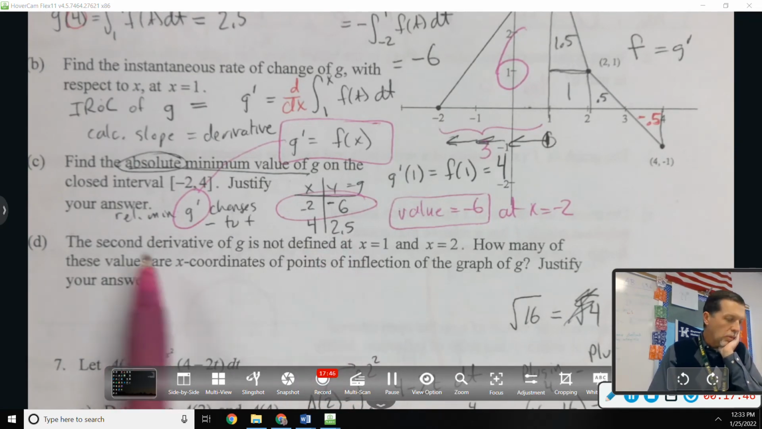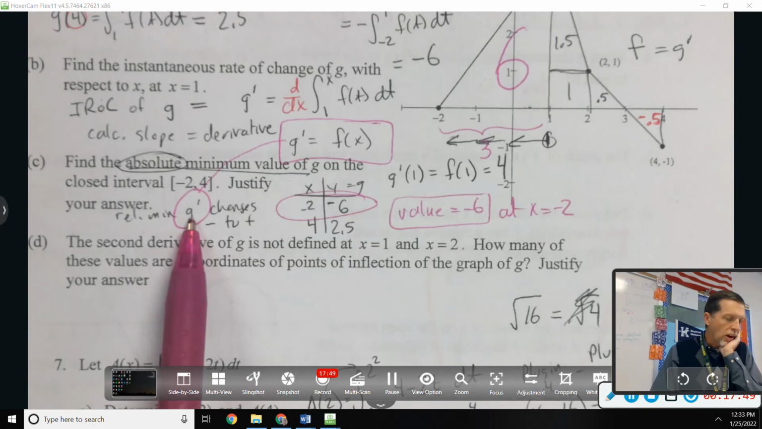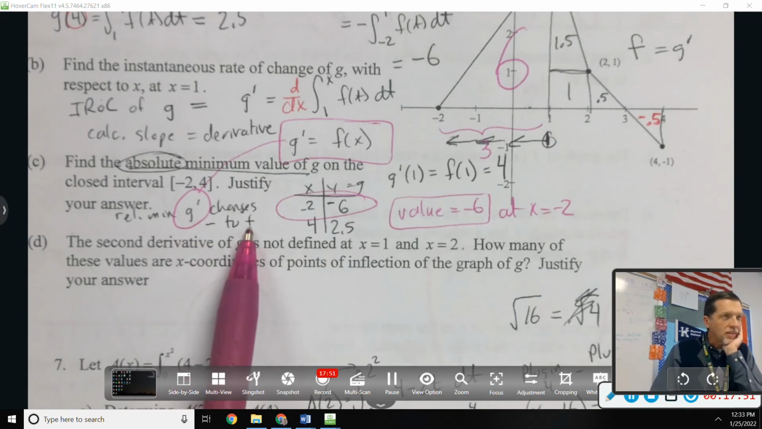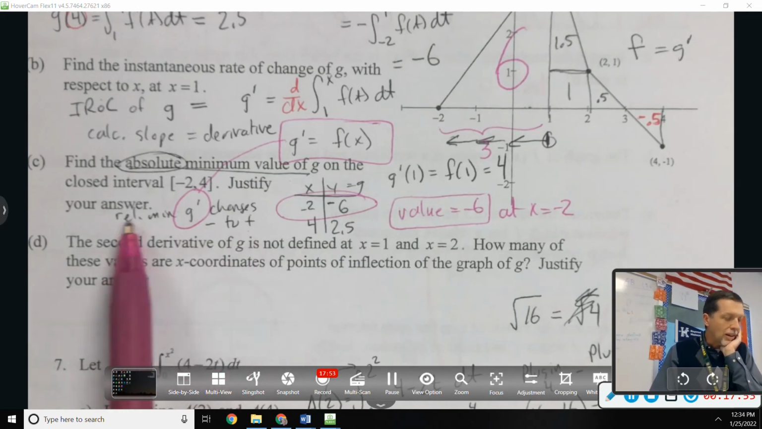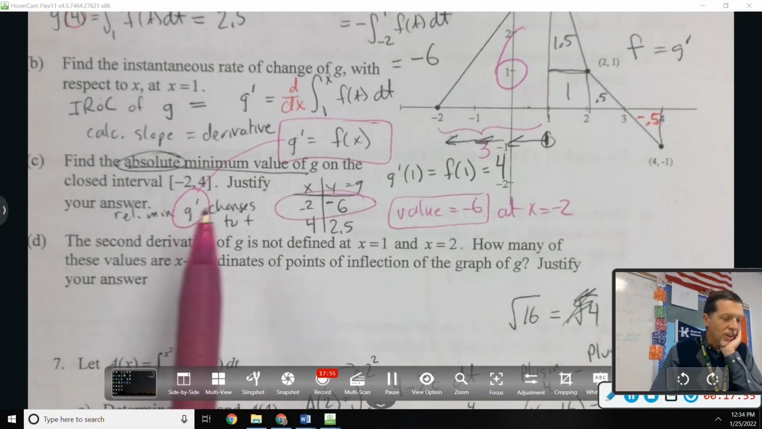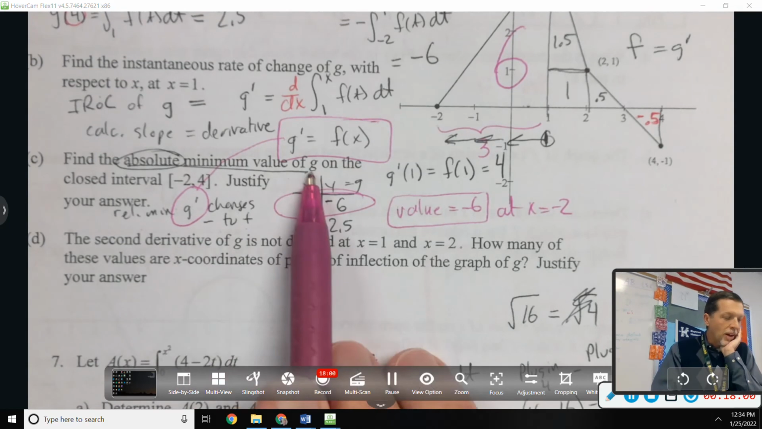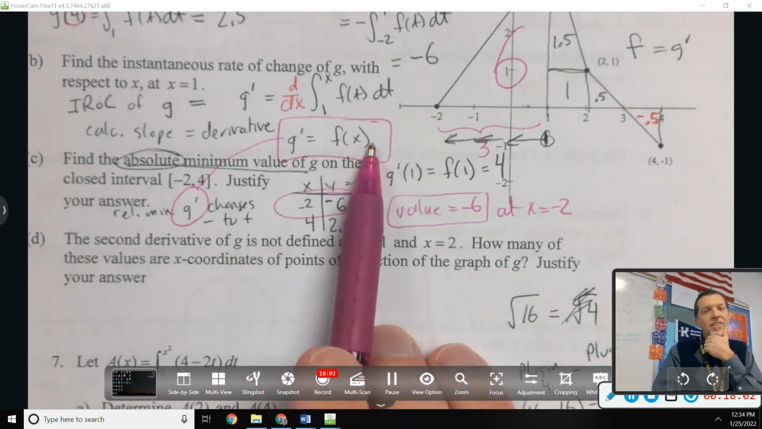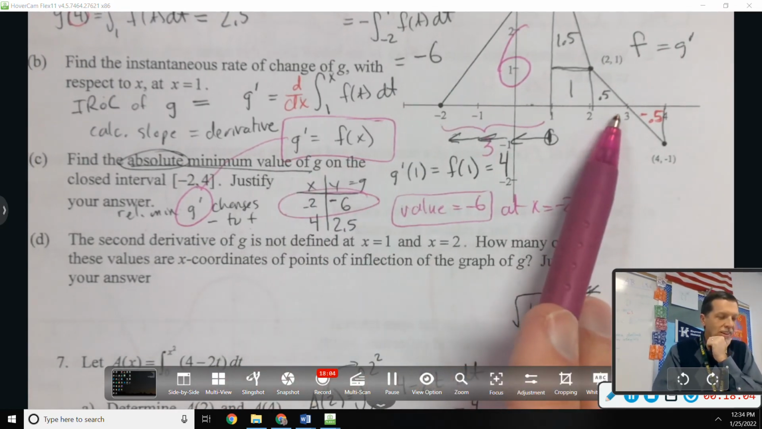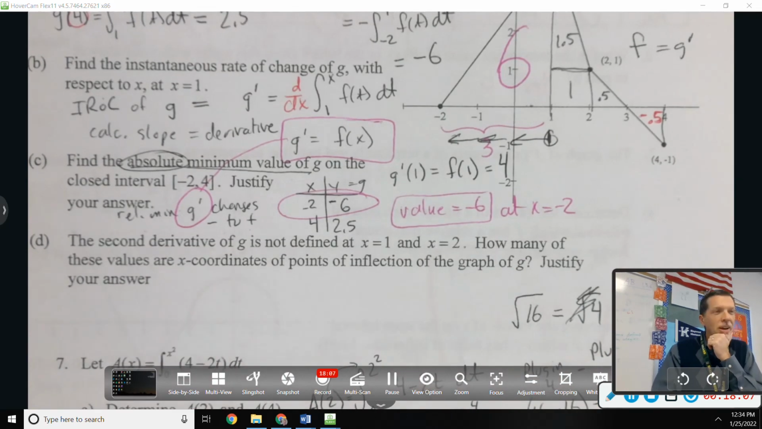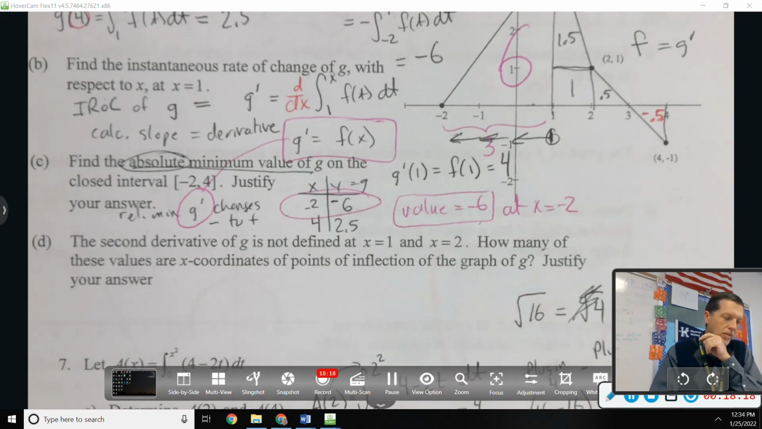So for a relative minimum, I was looking for where G prime changes from negative to positive. Like that should be ingrained in my brain. Relative min is where the derivative changes negative to positive. But for this problem, G prime is F. We have a picture of F, and there aren't any places where F changes from negative to positive. So you'd always just look on the graph for that. Wait, so what's the answer? Negative 6 is the minimum value.